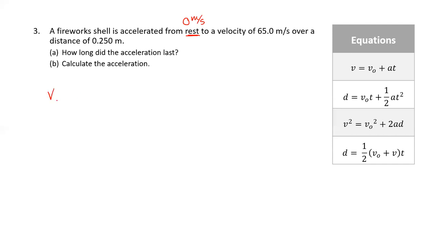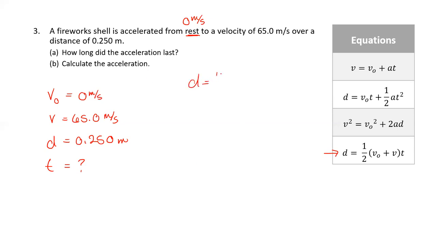Initial velocity. Velocity at time 0 is 0 meters per second. Final velocity is equal to 65. Distance equals 0.250. And we want to know time. So there's all of our pieces. So first of all, which equation do we have that has all 4 of these pieces in it? Well, if we look through our equations, our last equation does not have acceleration, but we can choose that one.